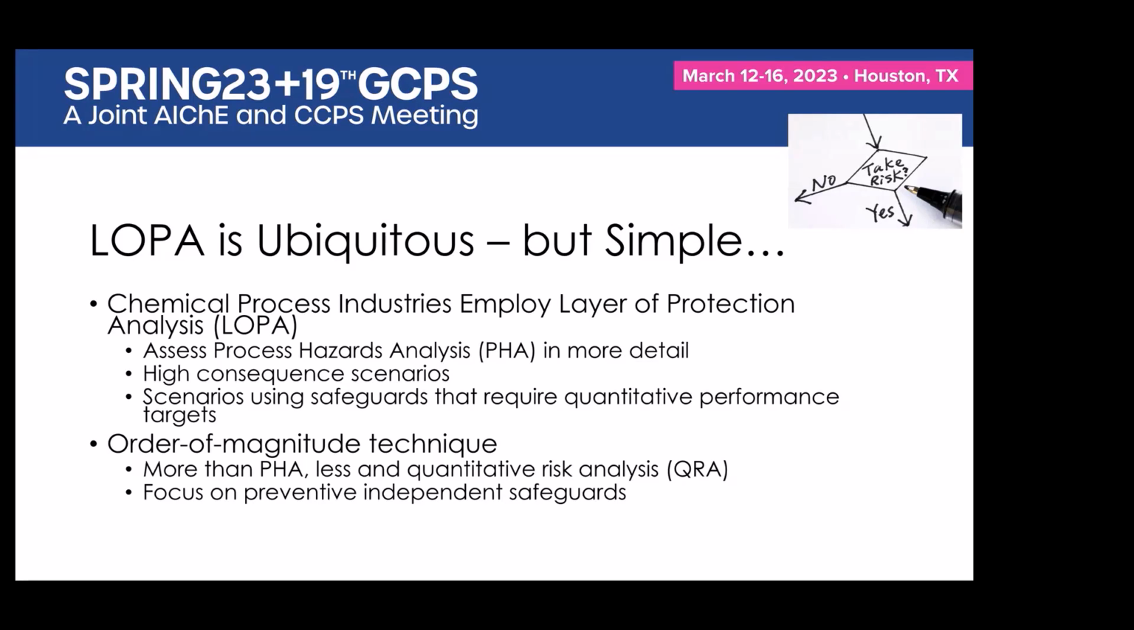And remember, when LOPA was developed, its intention, now this is more than 20 years ago, the intention was that it is an order of magnitude technique. So it's going to be more detail than a HAZOP, but less detail than a QRA. The other thing that was key to layer of protection analysis is that it was really focused on preventive independent safeguards. Preventive meaning if they work, there is no consequence, as opposed to things that just make the consequence smaller. And independent meaning physically and functionally separate from the initiating events and also the other independent protection layers.